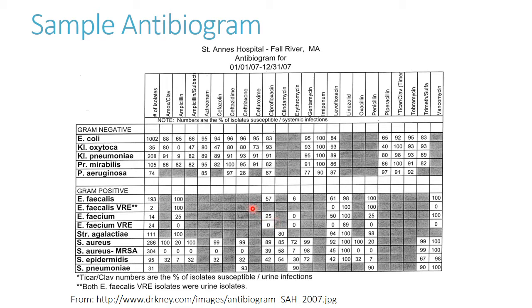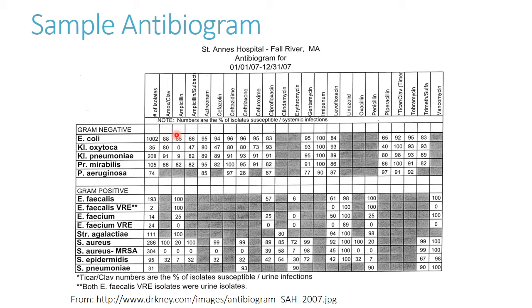And basically what this does is it will look at a group of bacteria, usually with a list of your gram negatives and your gram positives, and it will have a list of the different antibiotics across the top. So basically what this will tell you is that, based on the isolates that the hospital has cultured from the patients that show up there, for this bug it was sensitive to this antibiotic in this percentage of cases.